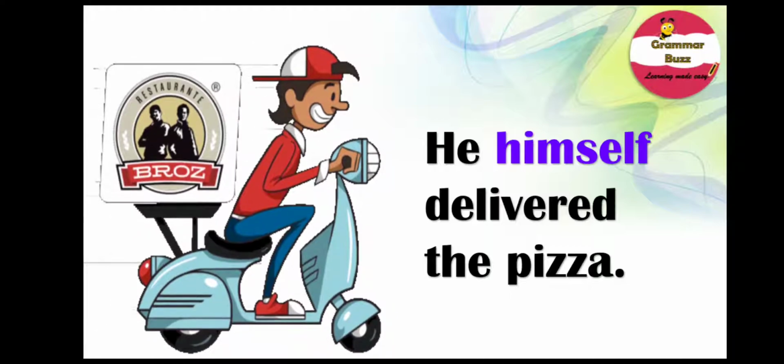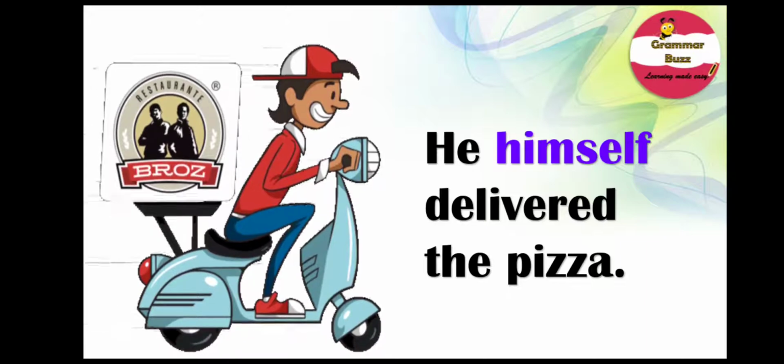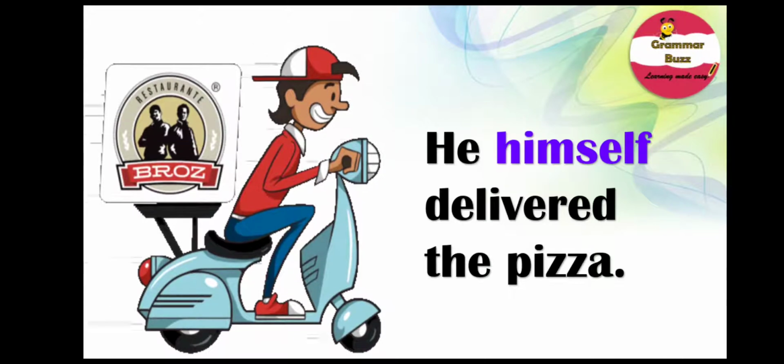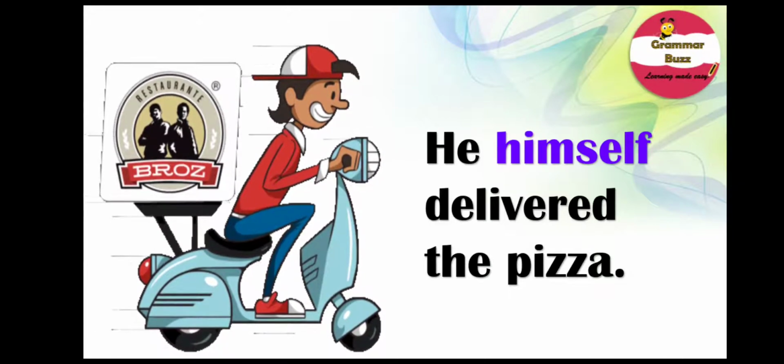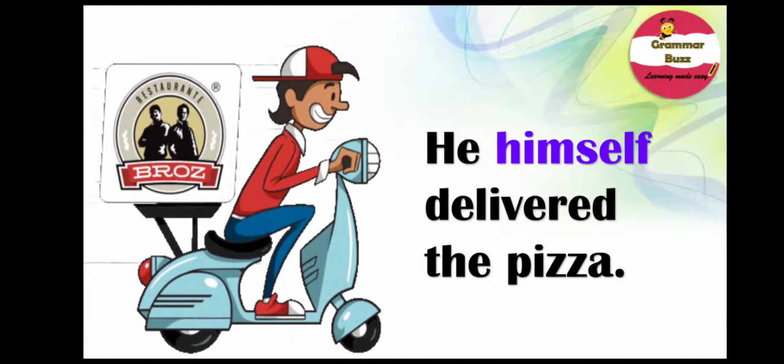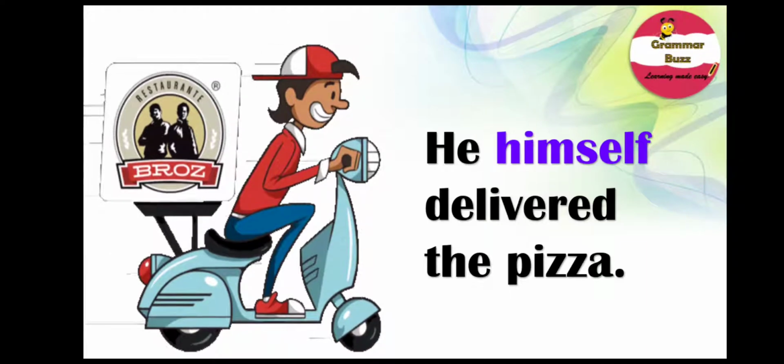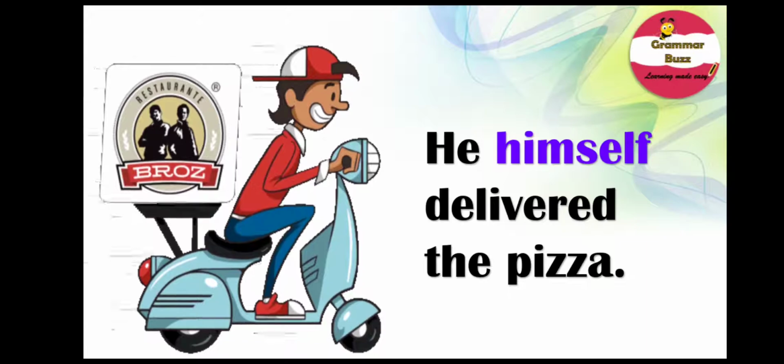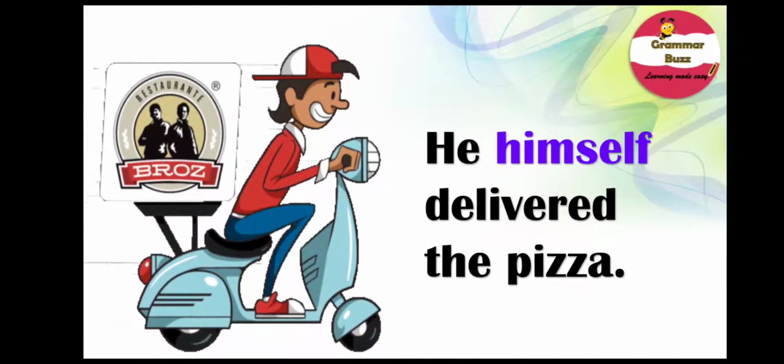In this sentence, himself refers back to the subject he. He is the subject of the sentence, but certainly not the object. Himself in the sentence is used for emphasizing. Here the speaker is laying stress on the fact that he himself delivered the pizza. Even if we remove the himself from the sentence, the meaning of the sentence still remains the same. That is, he delivered the pizza. So, himself is used for emphasizing. Hence, it is an emphatic pronoun.